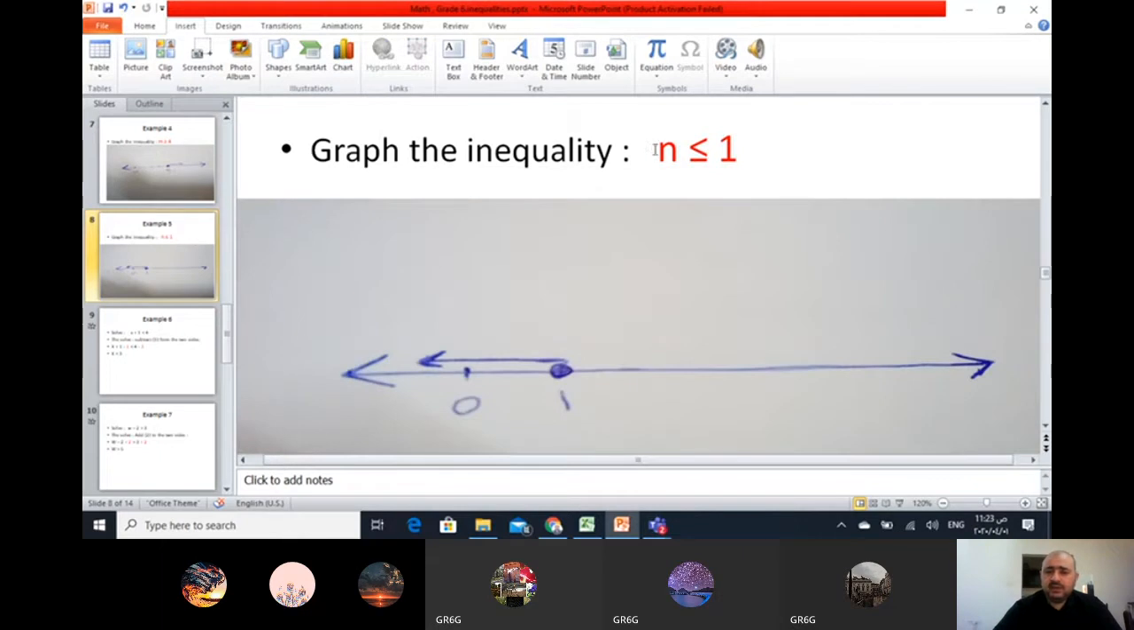Example 5. Graph the inequality n less than or equal to 1. The first step, draw the number line and determine number 1. Here we have 0, here we have 1. Then look to the sign. If the sign has equal inside it, that means draw a closed circle or shaded circle. Then determine the direction. Here n less than 1 means the direction is to the left.